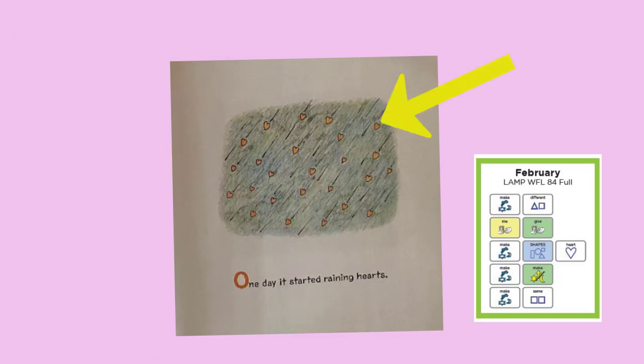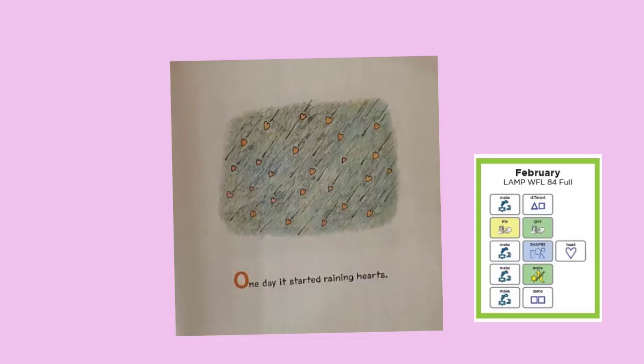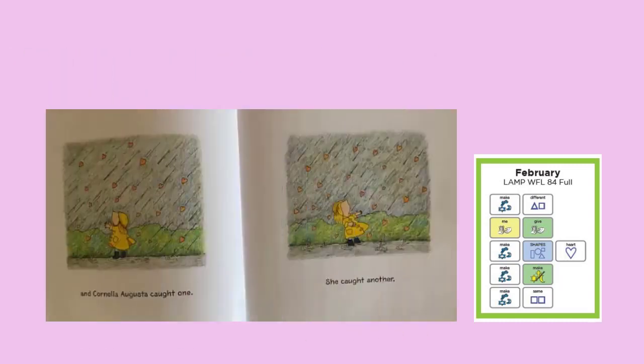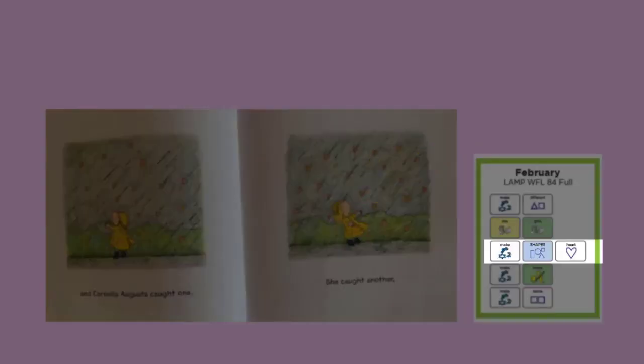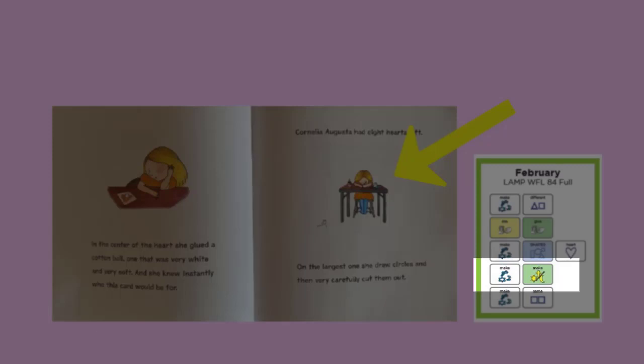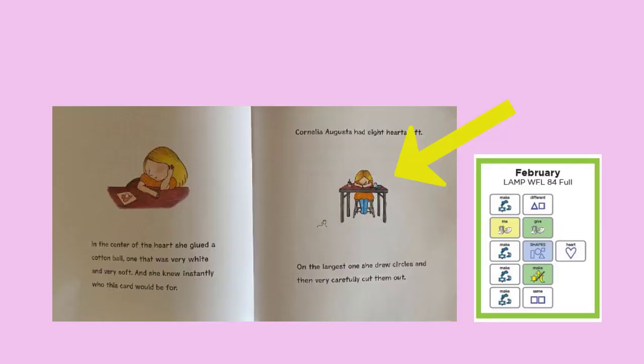It is raining hearts. That's very different. I've not seen that before. The girl caught a heart in her hand. It looks like she's going to make something. What do you think she's going to make? Let's read our story to find out.